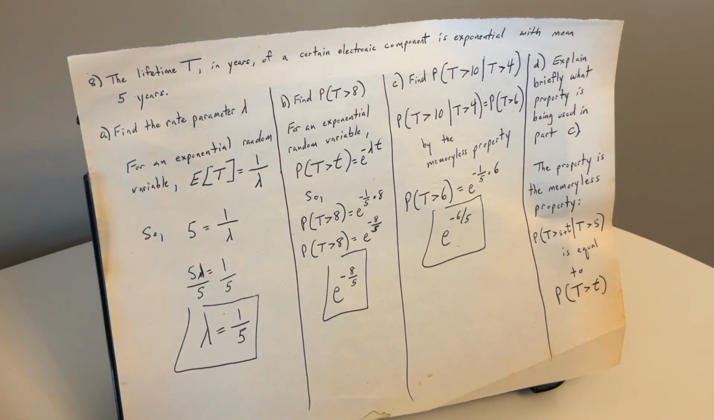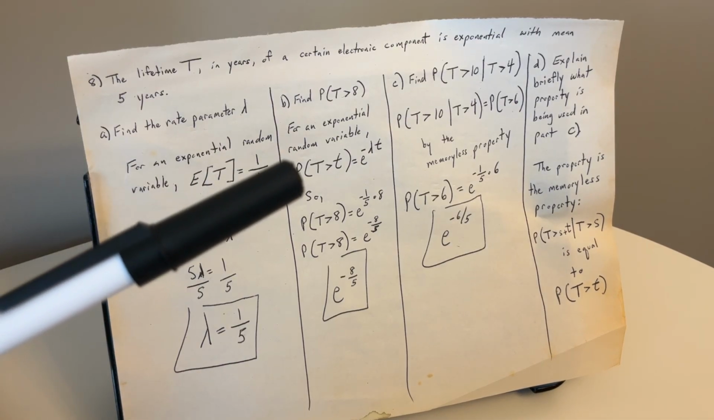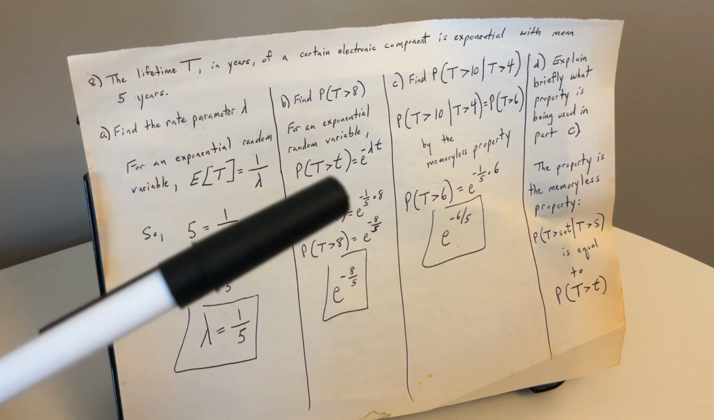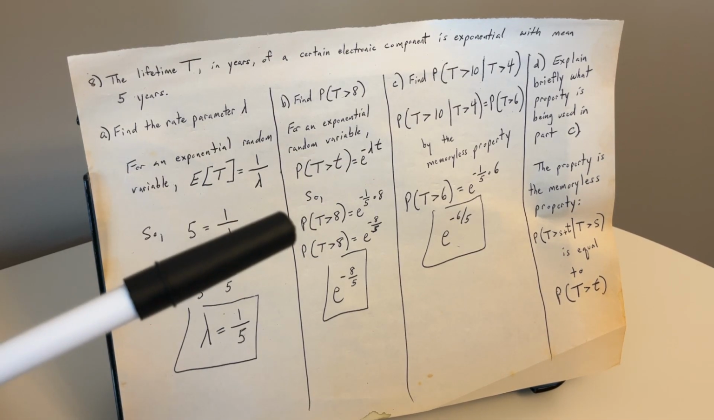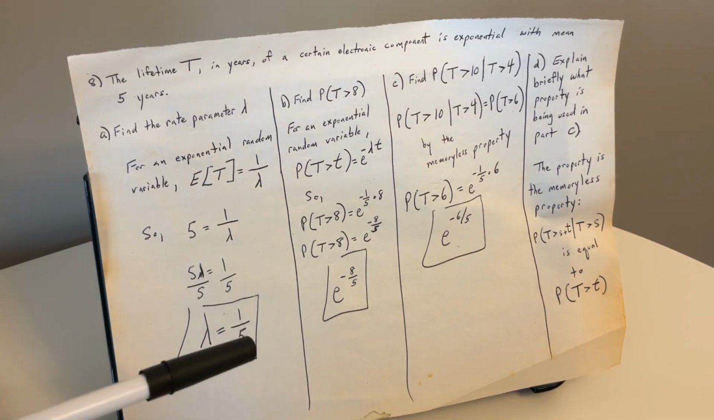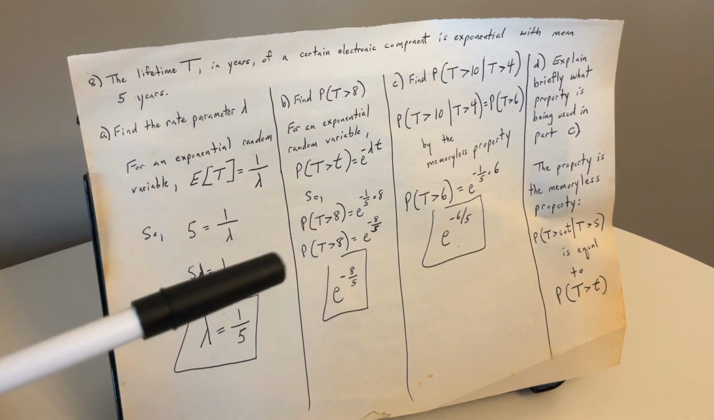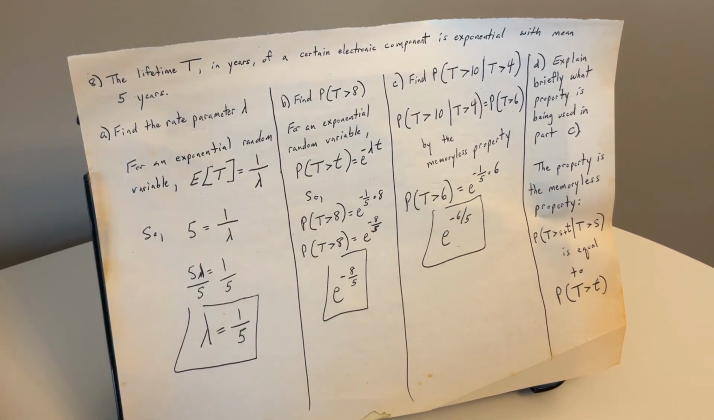For letter B, find the probability that T is greater than 8. For an exponential random variable, the probability that capital T is greater than lowercase t is e to the negative lambda t. So the probability of T greater than 8 equals e to the negative 1/5 times 8, substituting. So that probability is just e to the negative 8/5.